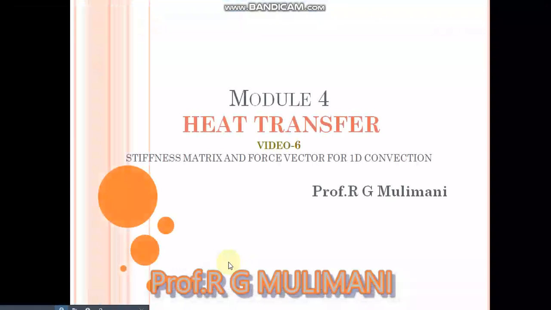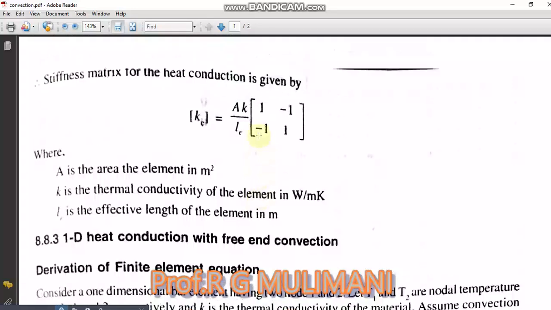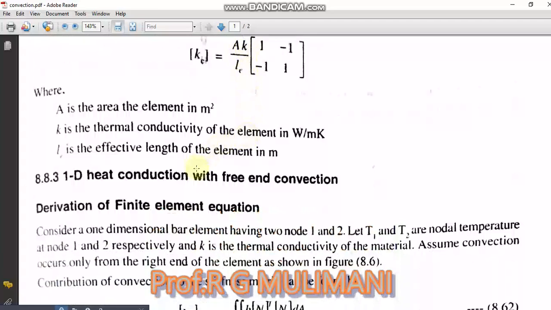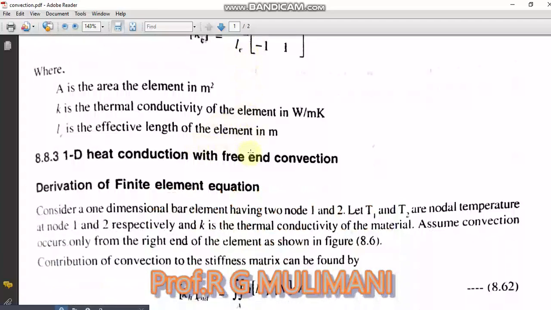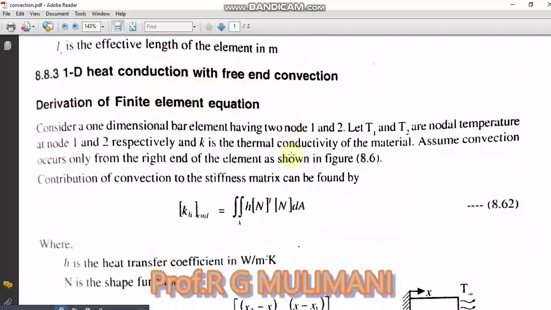Hello, welcome you all. In this video session, we will derive the stiffness matrix for the convection problem. In the last video session, we derived the stiffness matrix of the element for the conduction problem, that is K = (AK/L) [1 -1; -1 1], where A is the area of the element, K is the thermal conductivity of the element, and L is the length of the element. Now we will derive the stiffness matrix for the convection.